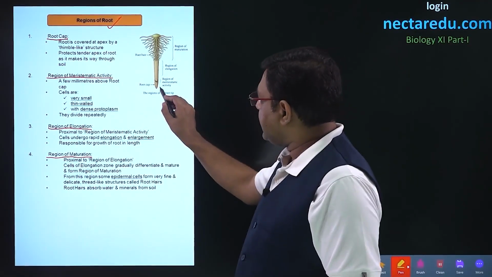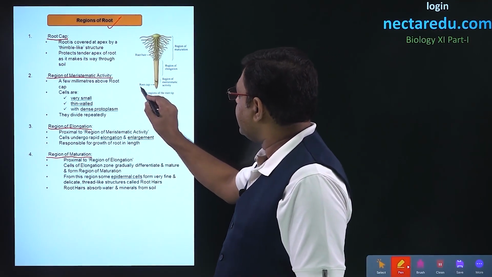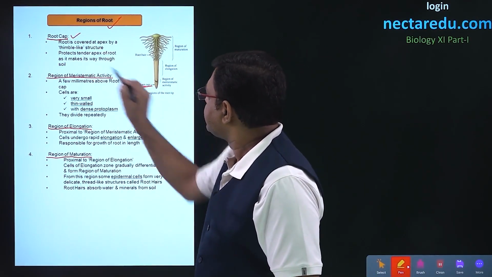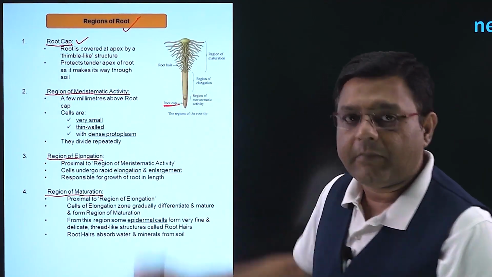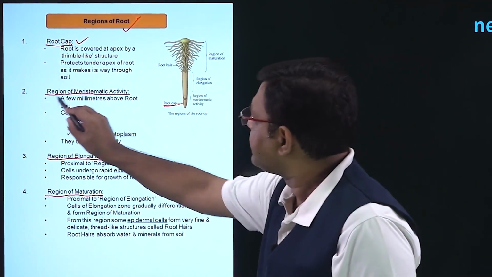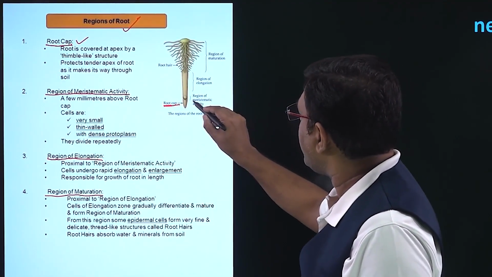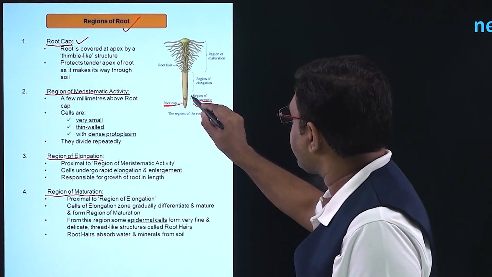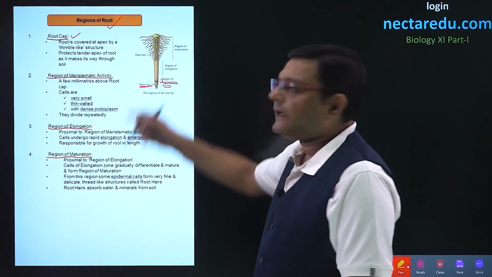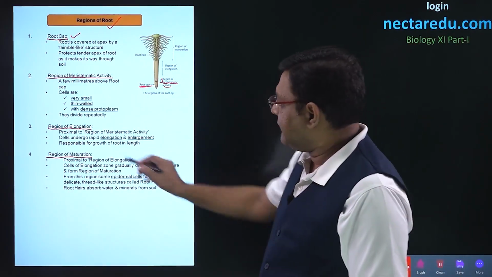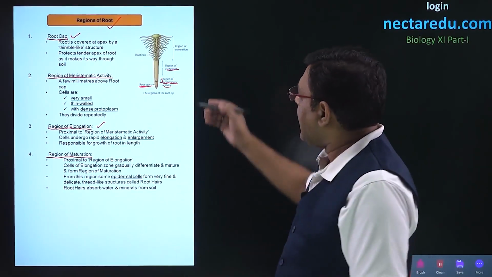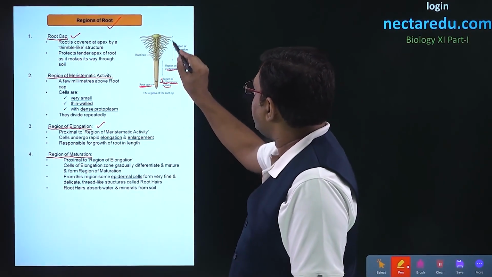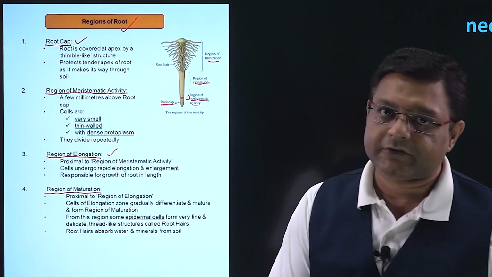So if we see the bottommost part, then this is called the first region, that is the root cap. Now, a few millimeters above the root cap, there will be the second region, and that is called the region of meristematic activity. Above the region of meristematic activity will be the third region, that is the region of elongation, and the fourth region above all will be the region of maturation.